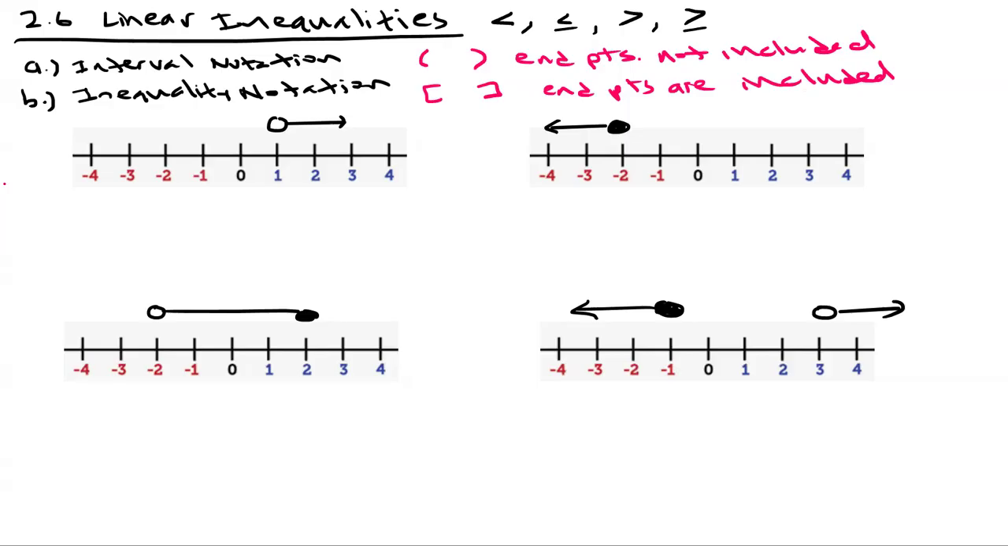Okay, so let's first do this in interval notation. So for the first one here, let's label this 1, 2, 3, 4. For the first one, where am I starting? Again, we want to do interval notation first. I'm starting at 1, right? And where am I going? To the right.